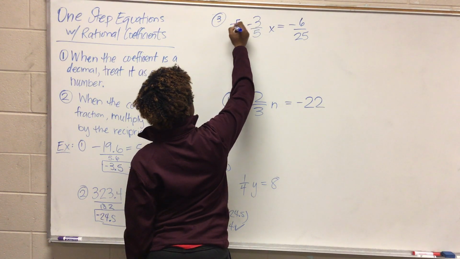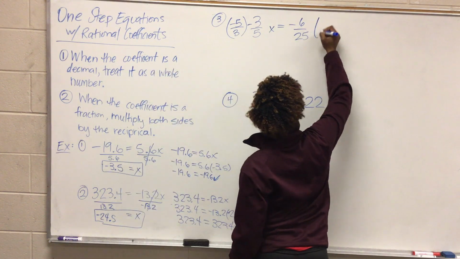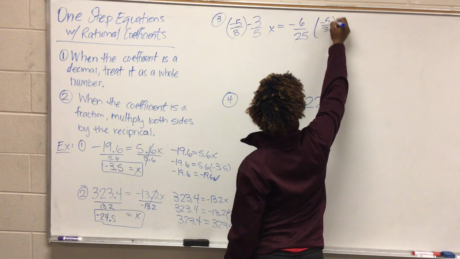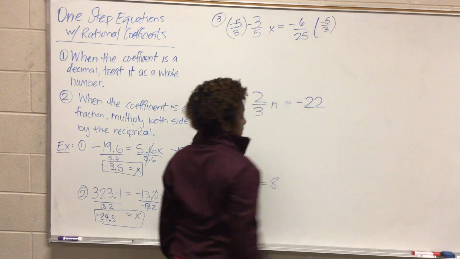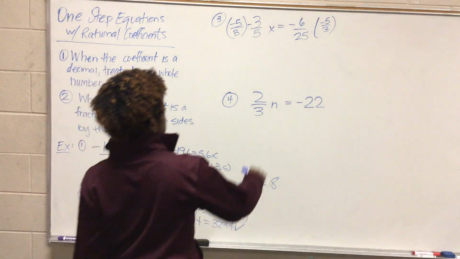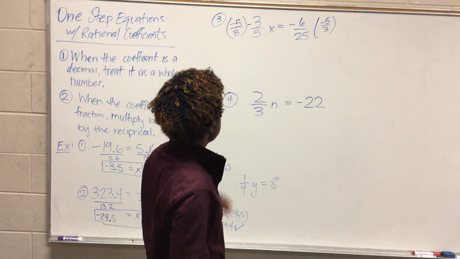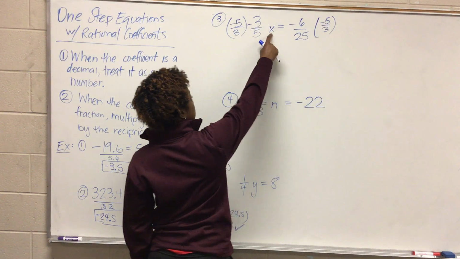Just leave it at the top. So I have negative 5 over 3 times negative 5 over 3. So once again, I'm going to take this one slow. I multiply both sides of the equal sign by the reciprocal. The coefficient's reciprocal. I did not do the reciprocal of negative 6 over 25 because that is not the coefficient. The coefficient is attached to the variable.